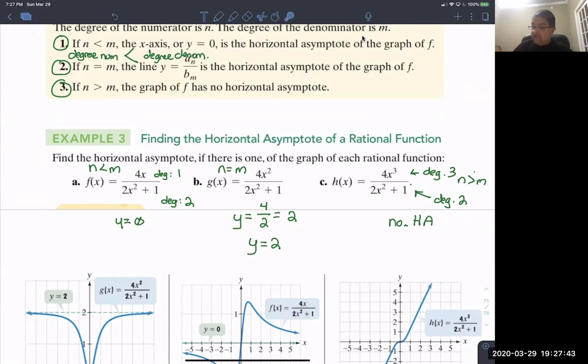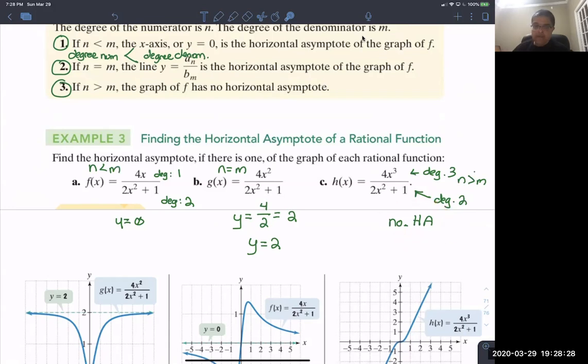So let's go over this one more time, because I know this is confusing. In example A, the degree of the numerator is 1, the degree of the denominator is 2. So the denominator is larger, and the x-axis, which has the equation y equals 0, is my horizontal asymptote. In B, the degree of the numerator and denominator are both 2. Since the degrees are the same, I write y equals the ratio of the leading coefficients, so 4 over 2, which reduces to 2. So y equals 2 is my horizontal asymptote. And in C, since the degree of the numerator is 3, which is larger than the degree of the denominator, which is 2, I have no horizontal asymptote.